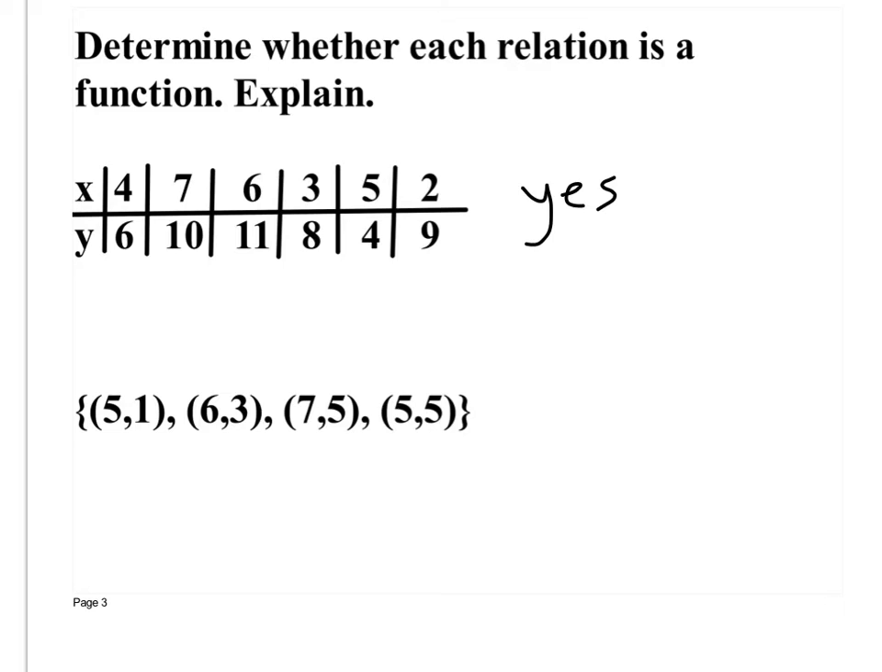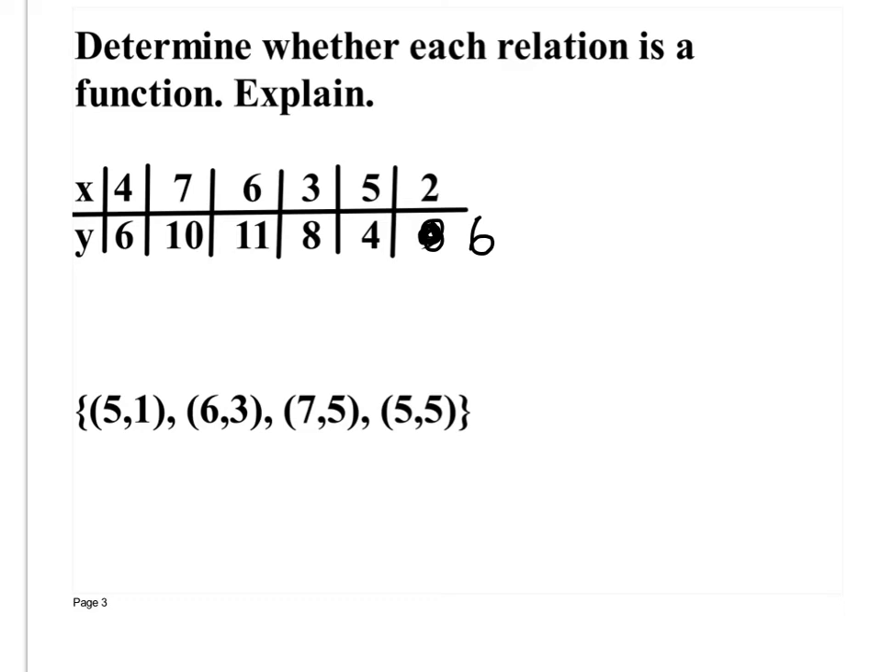Okay, now let me do this to you. You don't have to write this down, just pay attention. Let's say instead of 9, they give you 6. Is this a function? Let's think about it. 4 is only paired with 6 one time, right? Is 4 paired with anything else? No. Is 7 only paired with 10? Is 6 only paired with 11? Is 3 only paired with 8? Is 5 only paired with 4? 2, is it paired with only one number?